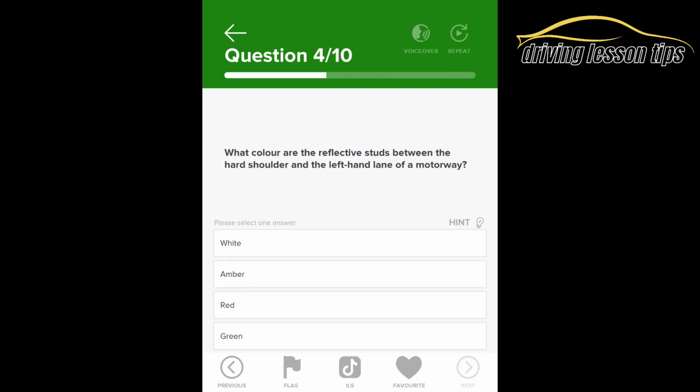Question 4. What colour are the reflective studs between the hard shoulder and the left-hand lane of a motorway?